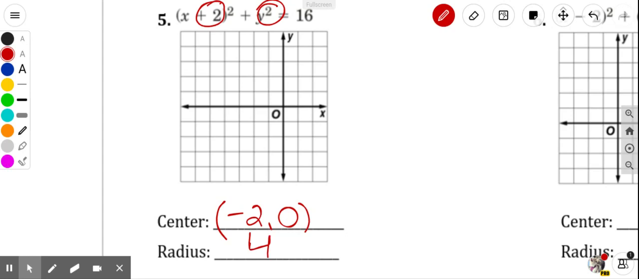Okay, so now to graph it, you're just going to plot where negative 2, 0 is, just here. And then we want a radius of 4. So you're going to make points that are 4 units from the center. 4 units up, so there's another point. 4 units to the right would be here. 4 units down would be here. And 4 units to the left would be here. And then just do your best to sketch a circle. Okay, so mine makes it a perfect circle. Obviously, on paper, that's not going to happen for you, but something like that would be fine. Okay, so that's number 5.